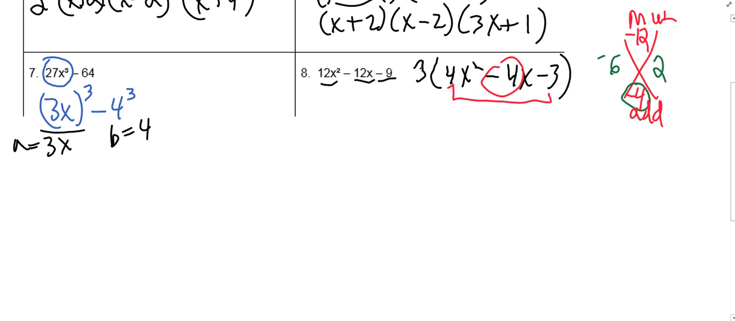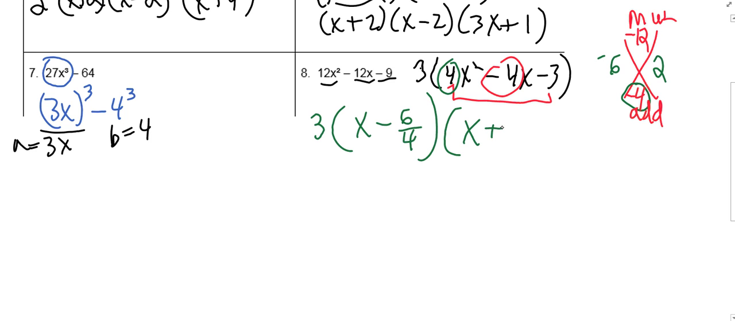So we simply set up our problem like this. Don't forget our 3 is still out there because we divided that out. And we have x minus 6, and then we divide it by the leading coefficient, which is 4. It's just part of our technique that we've used. x plus 2 divided by 4.